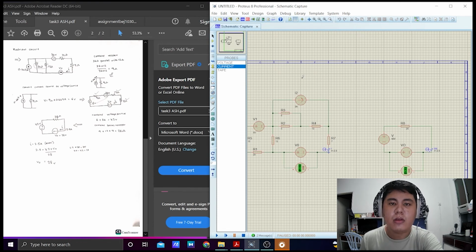This is the circuit that we got after we simulated it. As we can see, the value of the circuit simulation and the calculation that we did earlier are the same.